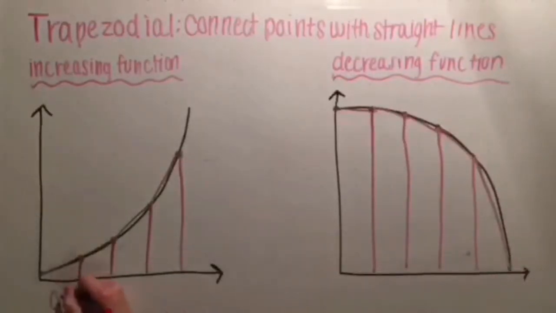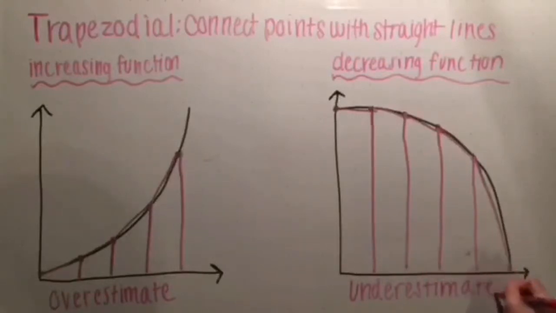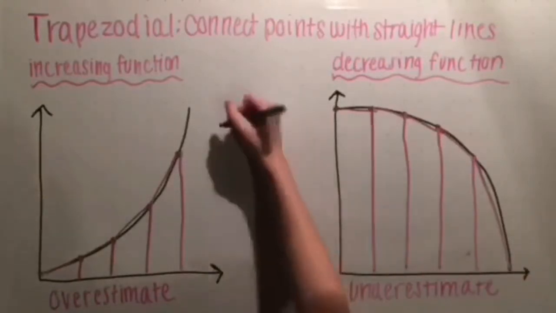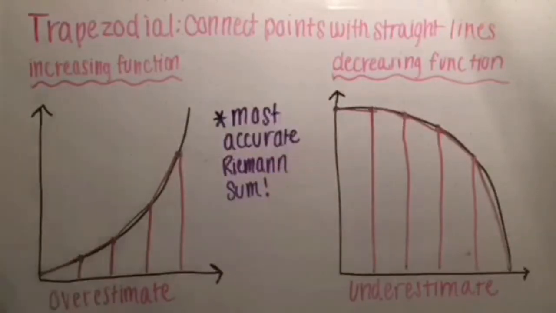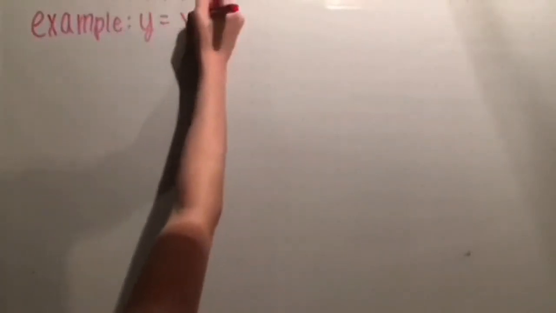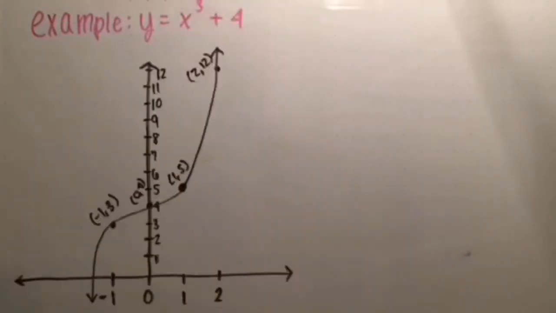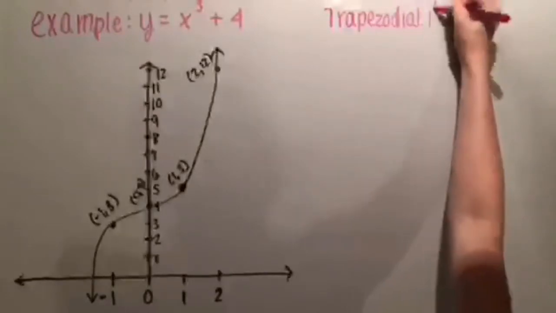With an increasing function, the trapezoidal sum creates an overestimate, and with a decreasing function, it creates an underestimate of the curve. Though, it should be noted that this is the most accurate sum. For our example equation, we used y equals x cubed plus 4 to keep it above the x-axis and to demonstrate an over and underestimate in one graph.